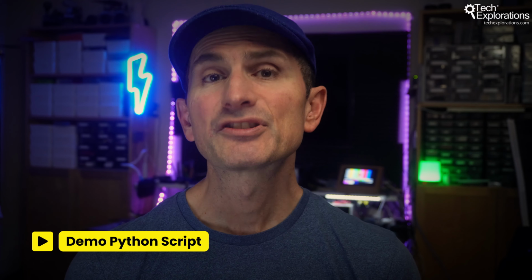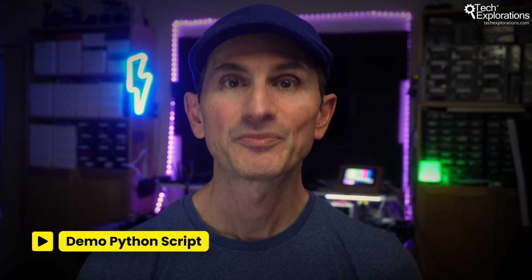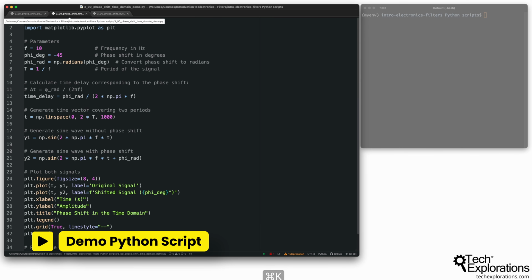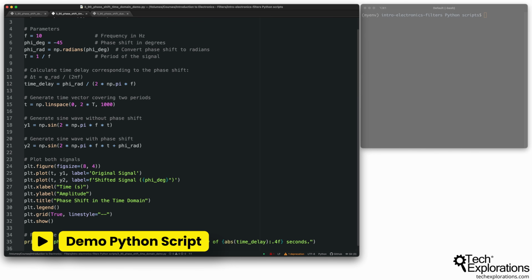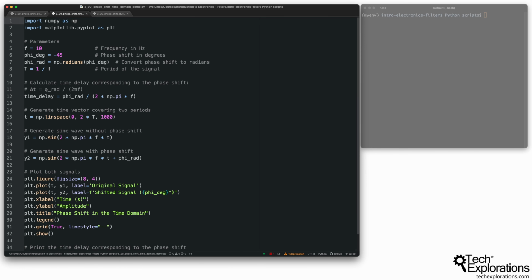And again, to demonstrate this in a programmatic way, I've put together this simple Python script. It generates two sine waves at a frequency of 10 Hz. One sine wave has no phase shift and the other is shifted by minus 45 degrees, illustrating the corresponding time delay in the time domain.